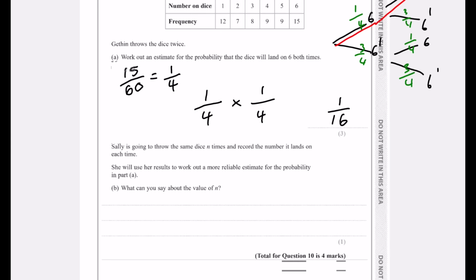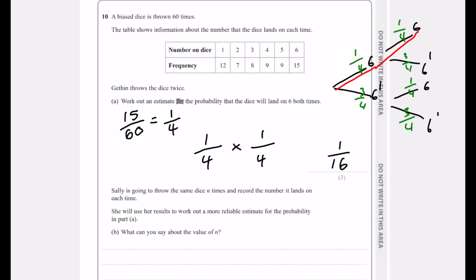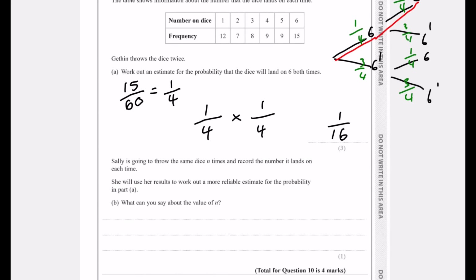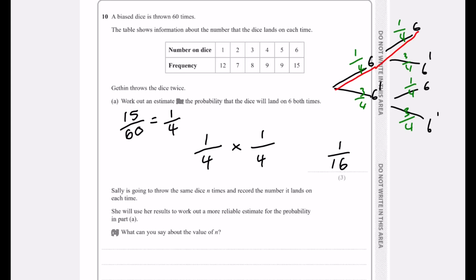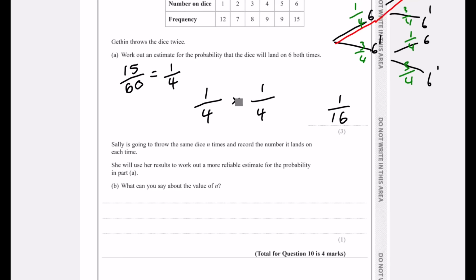Sally is going to throw the same dice n times and record the number it lands on each time. She will use her results to work out a more reliable estimate for the probability in part A. What can you say about the value of n? So it'll only be more reliable if she throws it more times. So she needs a number greater than 60 to get a more reliable estimate. So n would have to be greater than 60.